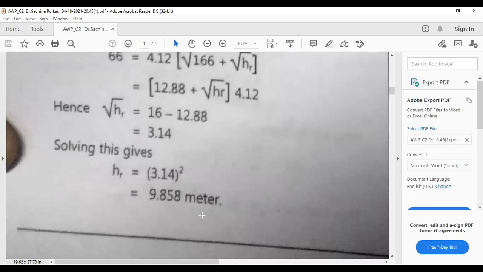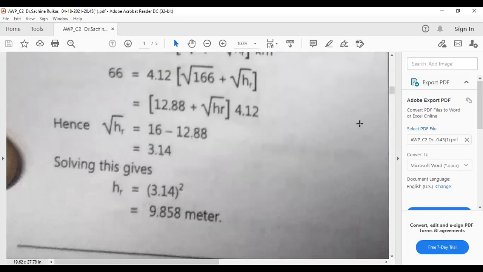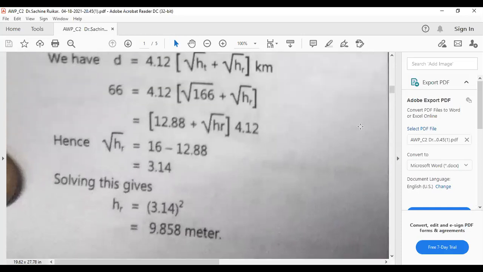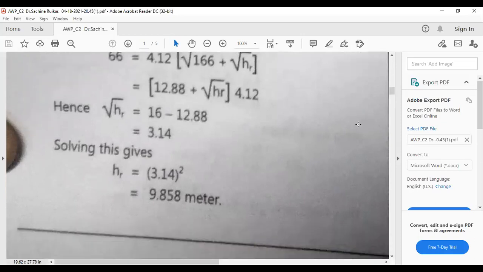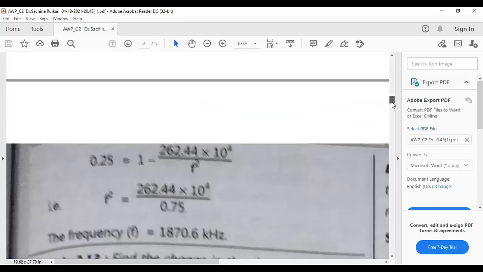Do it with the calculator. Go for the next numerical now. A very simple numerical, again let me explain. You calculate with the help of the formula for the distance, D = 4.12 (root of HT plus root of HR) in kilometers. You can find it easily with this formula. Now go for the next numerical, number 3.